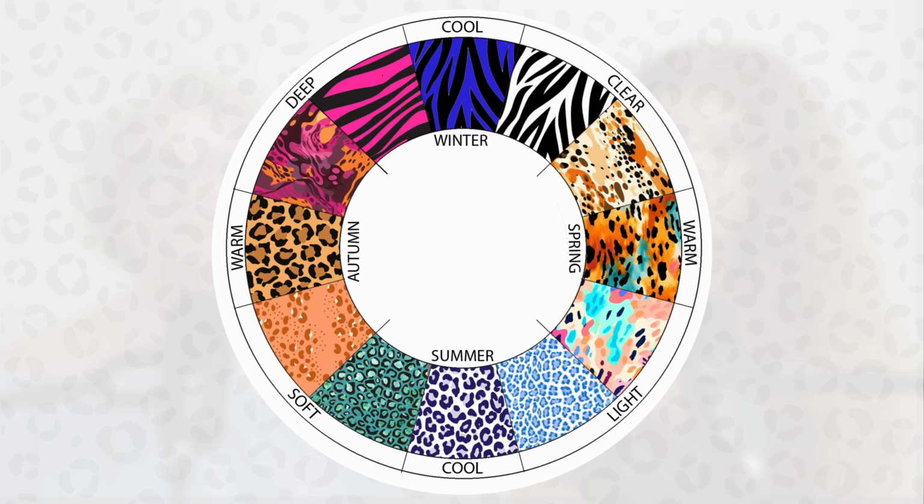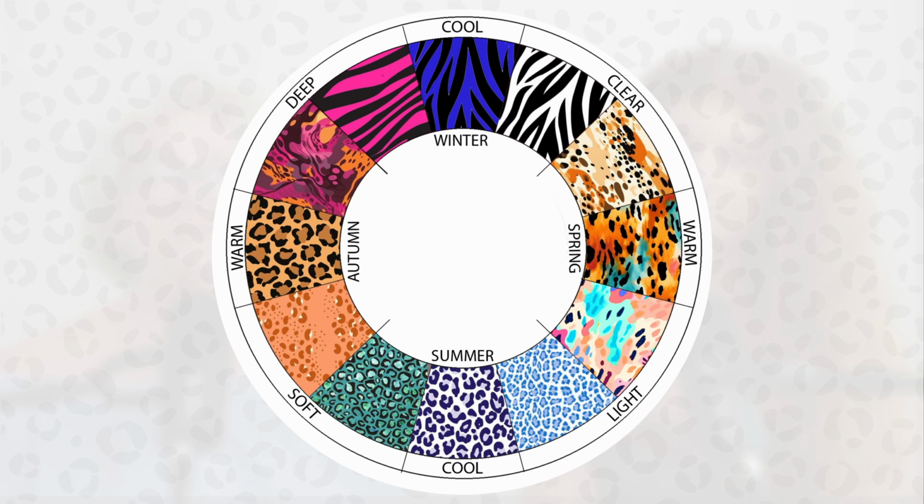So here we go. We have winter up at the top, spring on the right, summer at the bottom, autumn on the left. Each of those is divided into 3 subcategories. With winter, you can be a cool winter, a deep winter, or a clear winter. With spring, a warm spring, a clear spring, or a light spring. With summer, a cool summer, a light summer, or a soft summer. And with autumn, a warm autumn, a soft autumn, or a deep autumn.